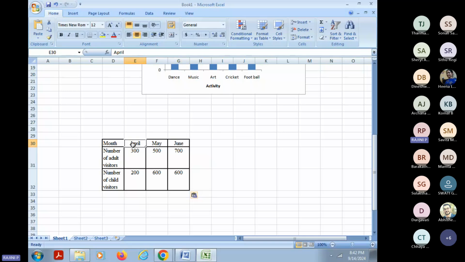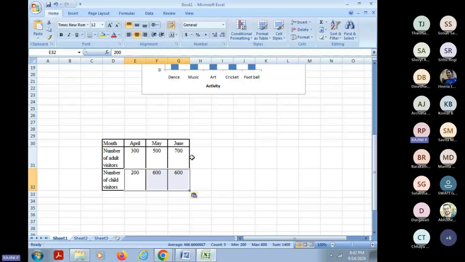And for the categorical variables, if you are having more than one frequency, then we go for either the multiple bar diagram, or we can go for the subdivided bar diagram, or we can go for the percentage bar diagram. Remember, we have one qualitative variable, and for that you are having more than one frequency column. Then we go for multiple bar diagram.